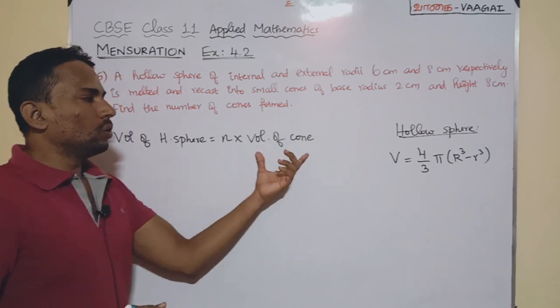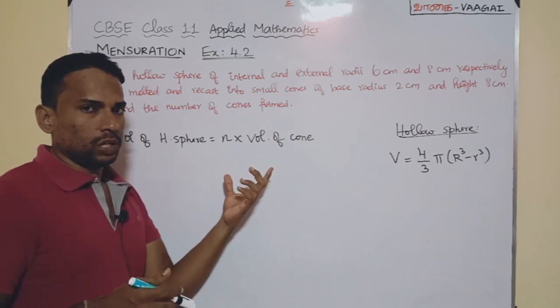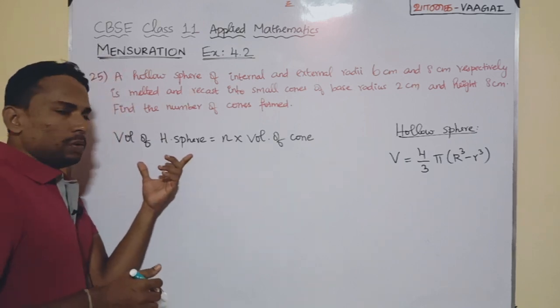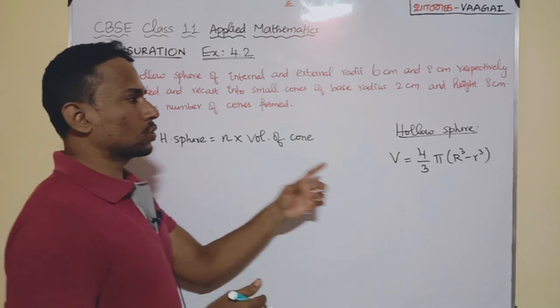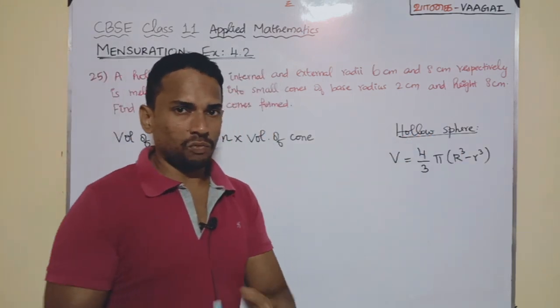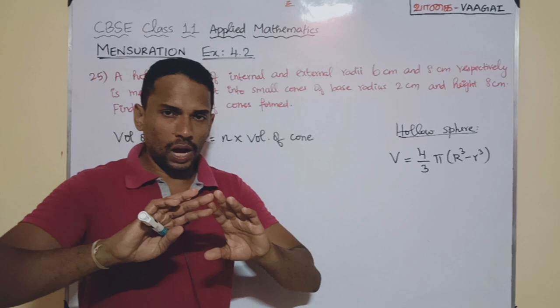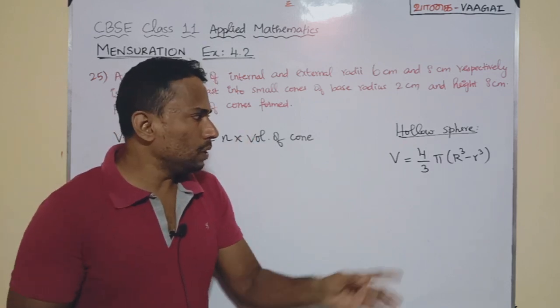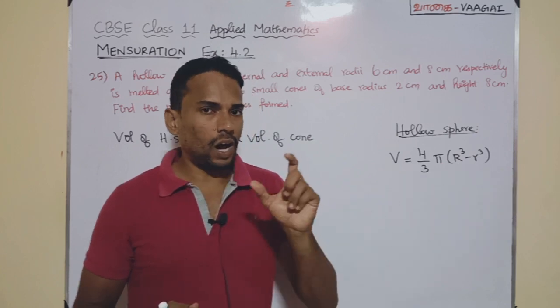Now we already know the volume of cones formula, which is going to be 1 by 3 pi r square h. But what about the left hand side, volume of a hollow sphere? Volume of a hollow sphere is going to be very similar to the volume of a full sphere, because you see, you have a full complete solid sphere for which the volume is going to be 4 by 3 pi r cube, where r is the radius.